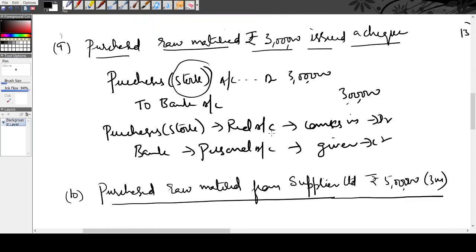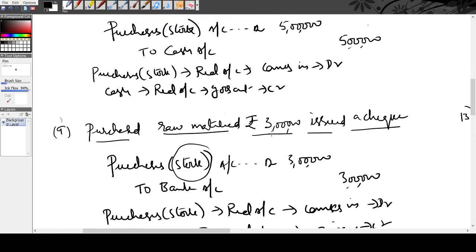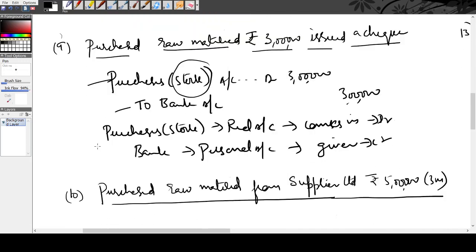Next, if you observe in these two entries, the common thing is when we purchase stock, it is debited. If we pay cash, cash is credited. If we pay by check, bank account is credited.